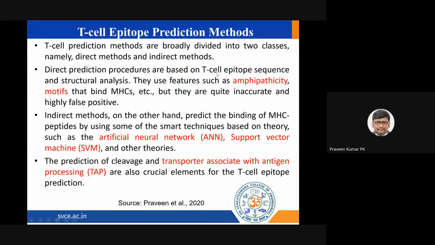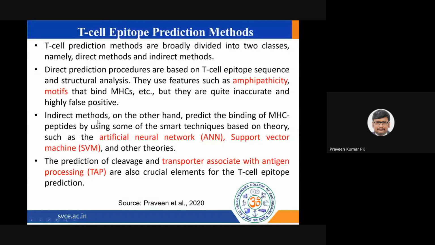If you see the T cell epitope prediction methods, they are broadly divided into two classes. One is the direct method, the other is the indirect method. The direct prediction procedures are based on the T cell epitope sequence and structural analysis. Got it? It means it uses features such as amphipathicity and motifs that bind MHC molecules. But these are quite inaccurate and highly false positive, whatever we predict directly.